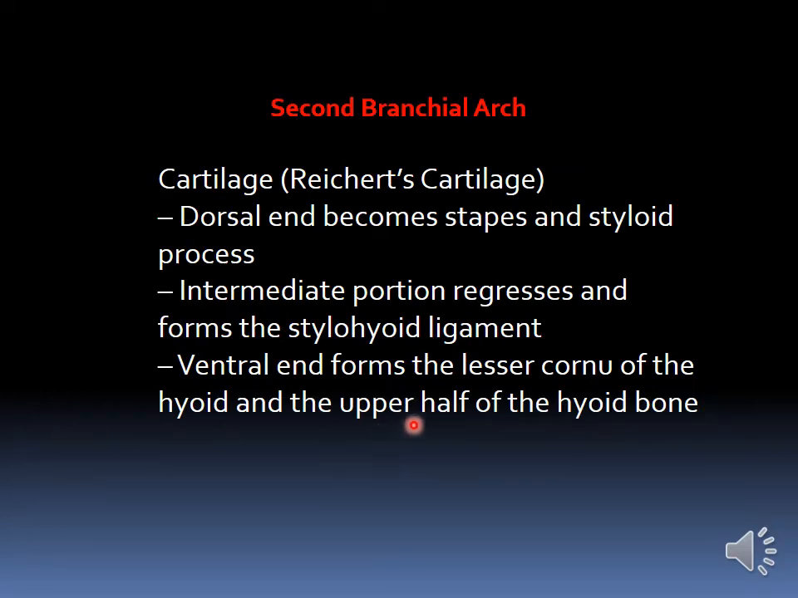Now, the second branchial or pharyngeal arch gives Reichert's cartilage. The dorsal part of it becomes the stapes and styloid process. It also gives the stylohyoid ligament, the lesser horn of the hyoid, and part of the body of the hyoid bone.